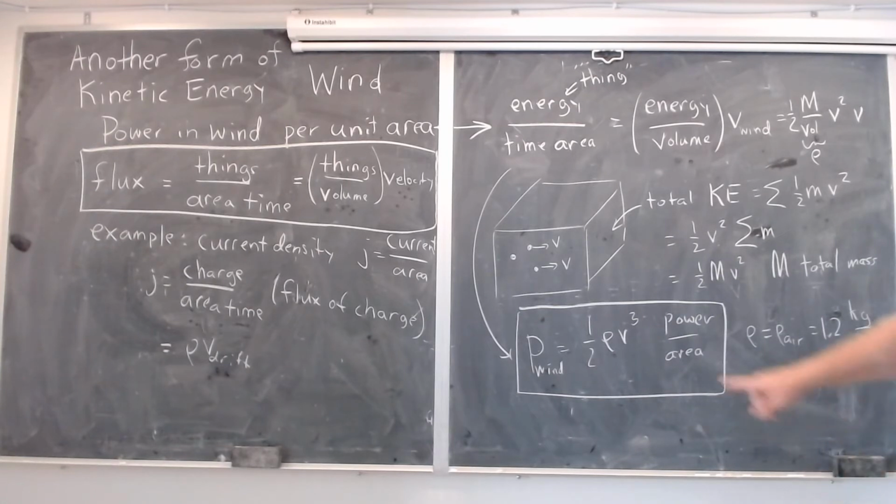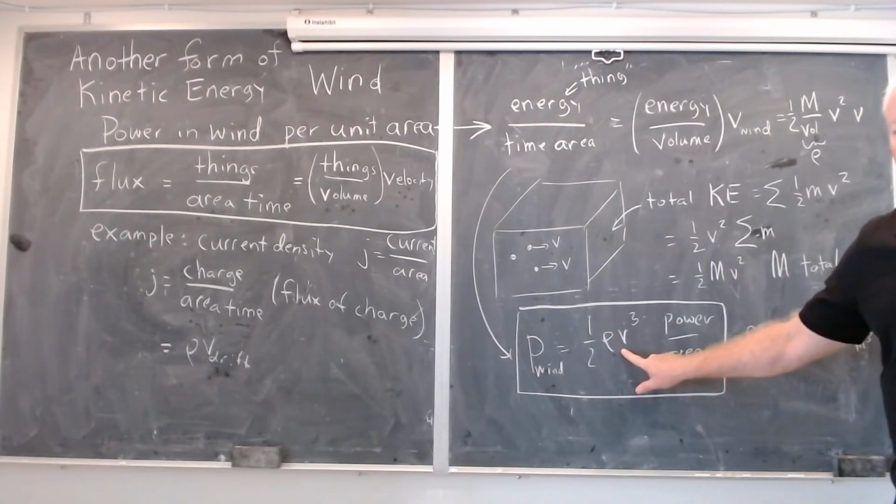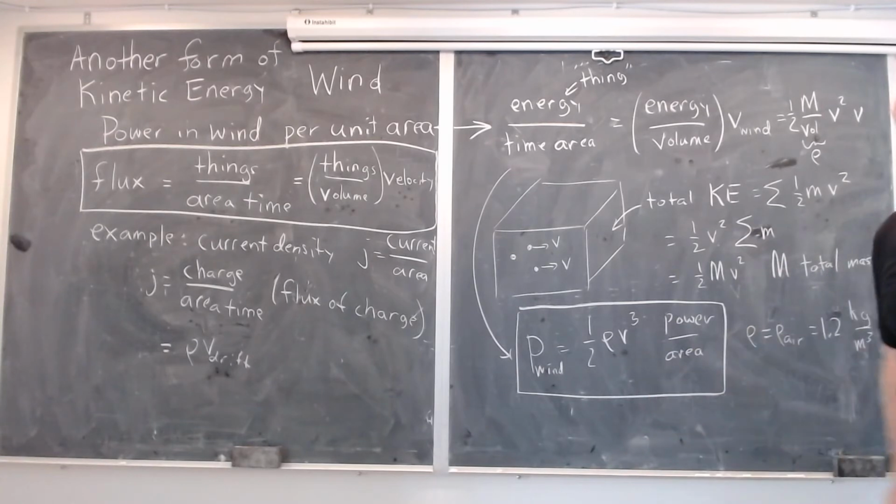And very importantly, what you see is that the power in wind goes as V cubed. So it means that if you're going to put up a windmill, you want to put it up in a windy spot because, for example, if you put it up in a place where the average wind velocity overall time is, let's say, 10 meters per second, which is pretty fast wind. But let's say on average it's 10 meters per second.